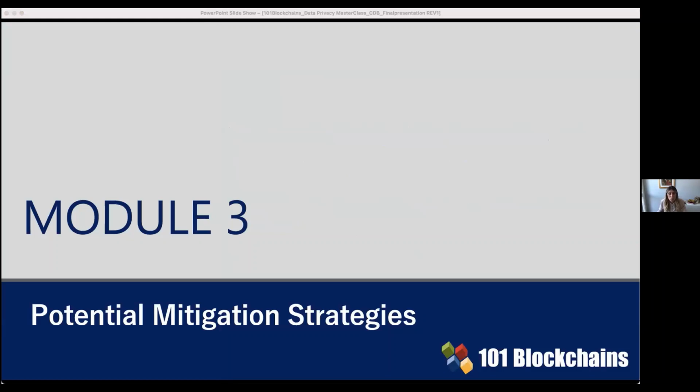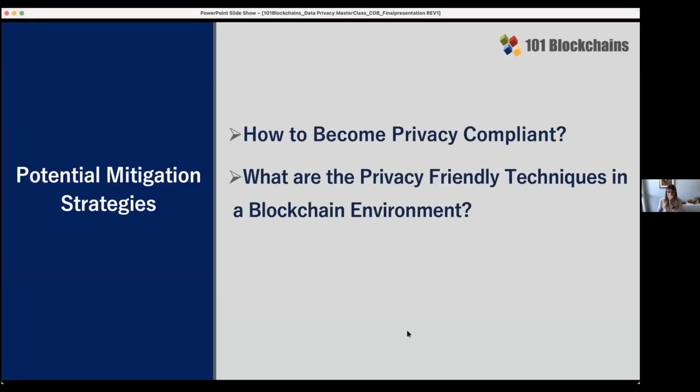And now model 3, the last model. Here I'd really like to explore with you some potential mitigation strategy that can support the development of a blockchain privacy compliant solution. And so the question I would like to address with you: how to become privacy compliant, and which are the privacy friendly technique in a blockchain environment.